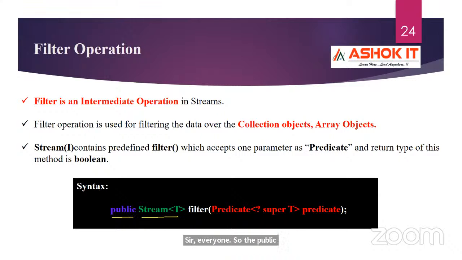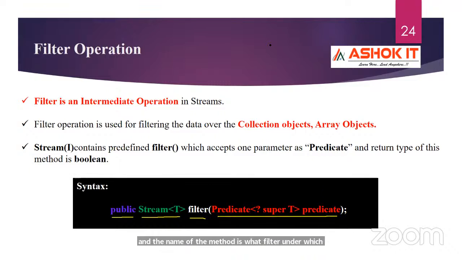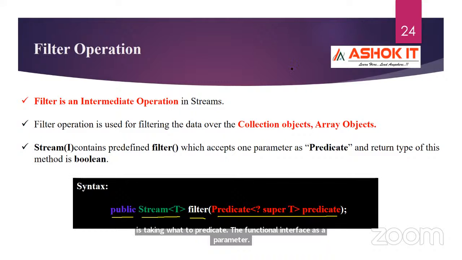The public methods, everyone can access. The return type of the method is what? Stream. And the name of the method is what? Filter. And which is taking what? Predicate functional interface as a parameter, sir. Nothing more than that. Clear, guys, everyone? So this is the syntax of a filter method, sir.